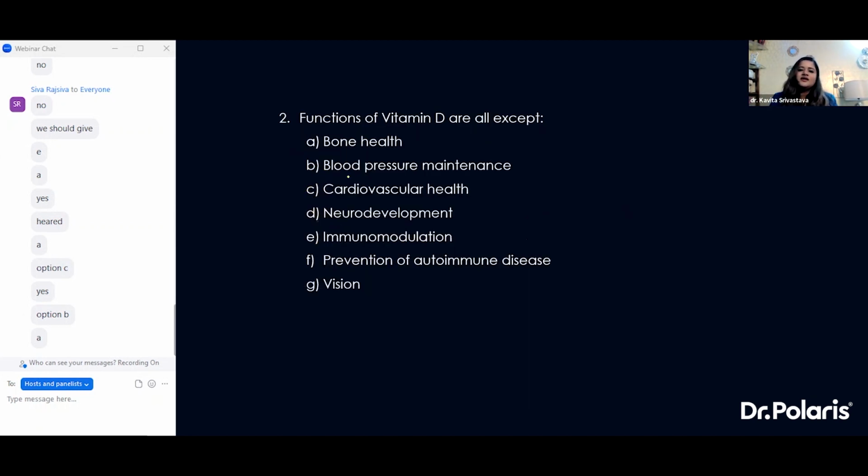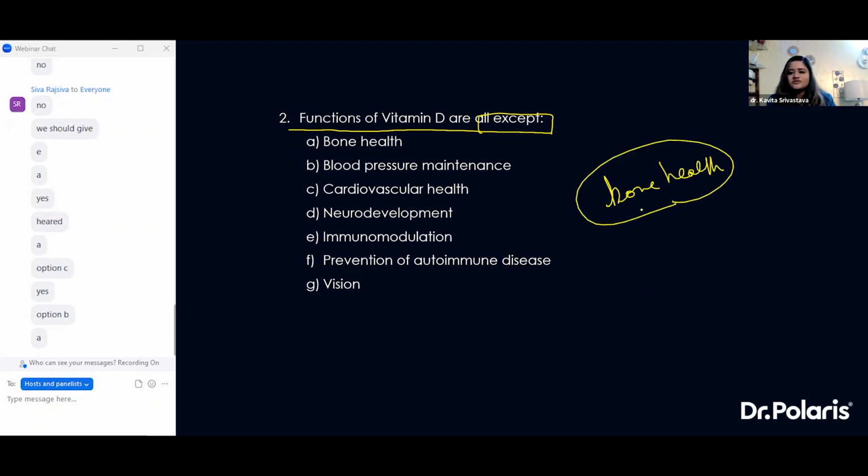Now, what are the functions of vitamin D, except which is not a function of vitamin D inside our body? Just don't remember that vitamin D only helps in bone health. There are many other important functions of vitamin D. Bone health is one most common function. Apart from that, it also maintains good vascular health, which basically helps in blood pressure maintenance inside the body. Likewise, it also maintains good cardiovascular health.